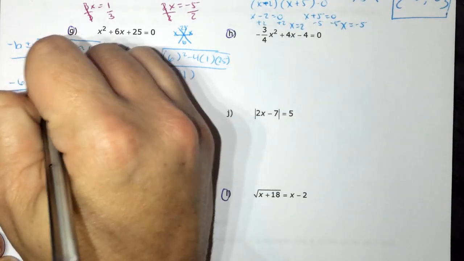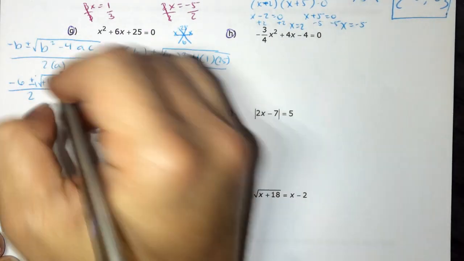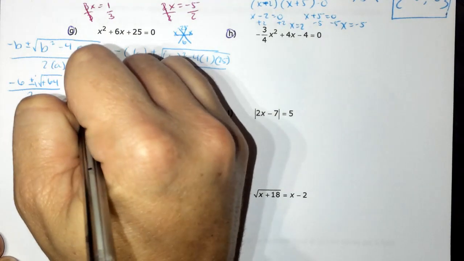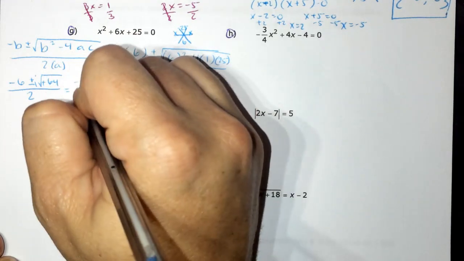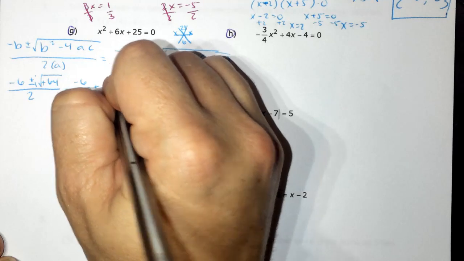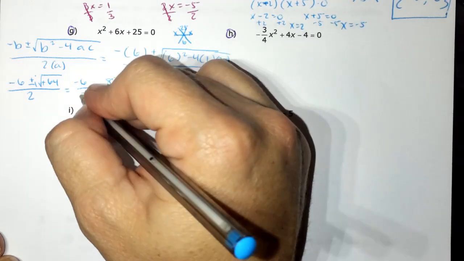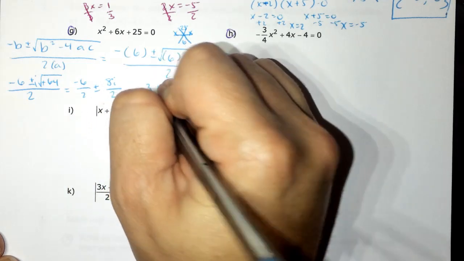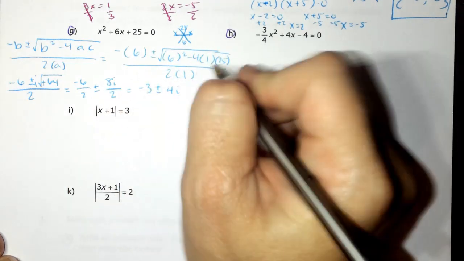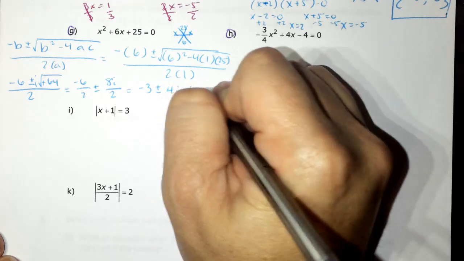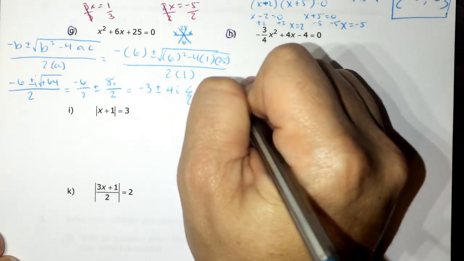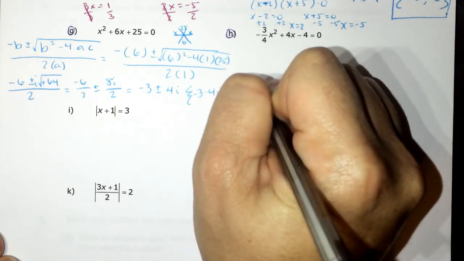Well, I know because of the negative, I have to make it positive and put an i. I also know that this is going to simplify, because the square root of 64 is 8. So this becomes 8i. If I simplify, negative 6 divided by 2 is negative 3. 8 divided by 2 is 4. So there's my answer. Negative 3 minus 4i, negative 3 plus 4i.